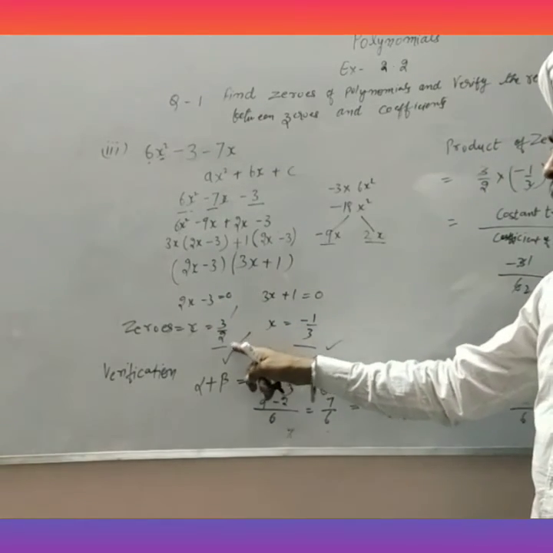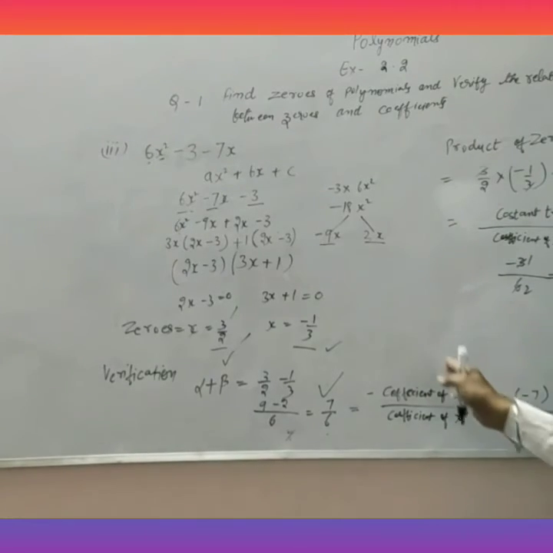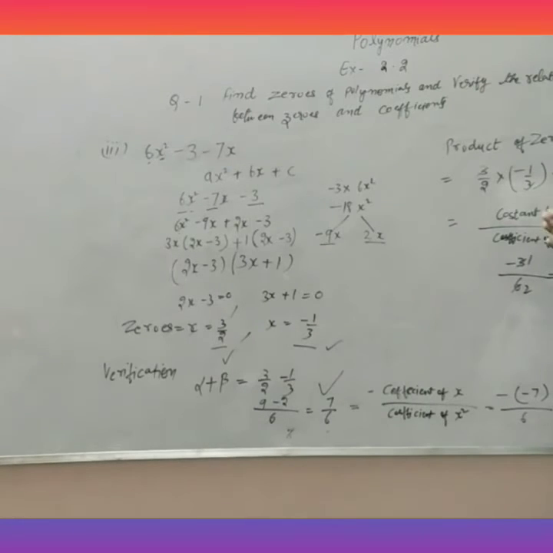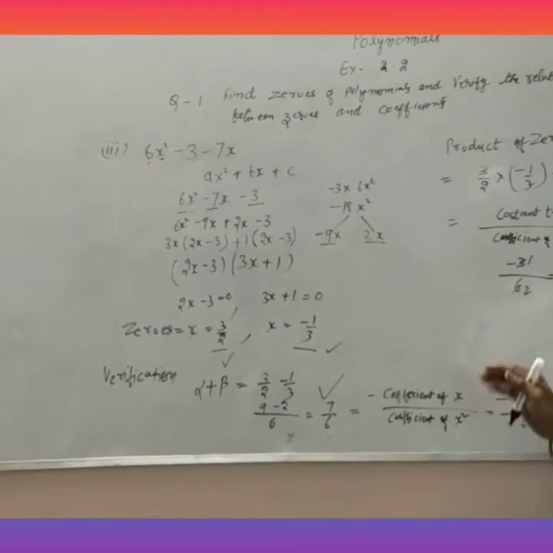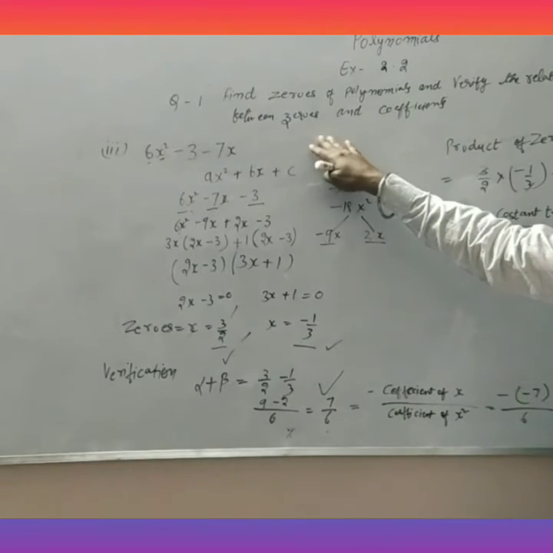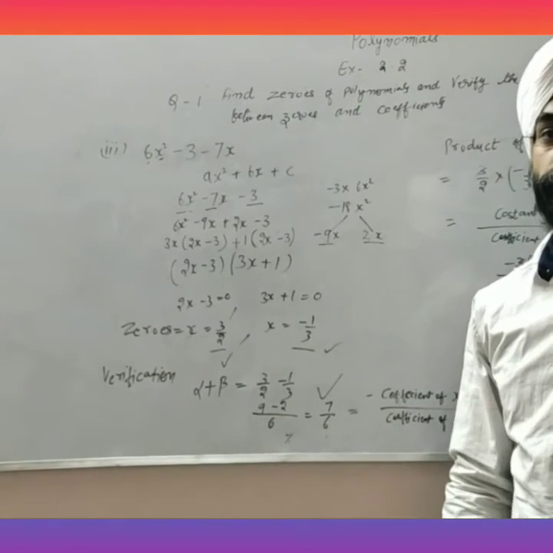If there is any mistake in finding these zeros, this relationship between coefficient and zeros will not be verified. There will be some mistake, plus, minus, 2, 3, any digit will be mistaken if these zeros are not properly taken. So I hope you have understood the concept of finding the zeros as well as the relationship between the zeros and coefficients.